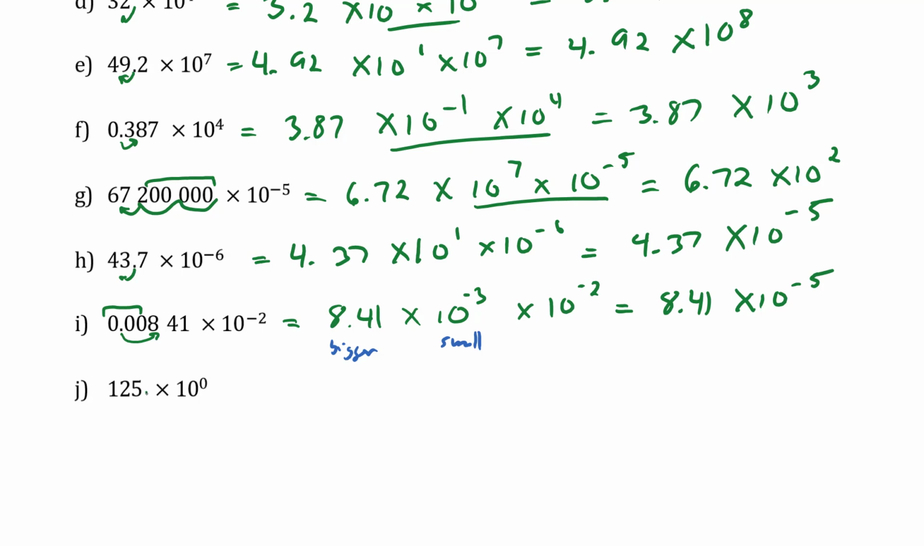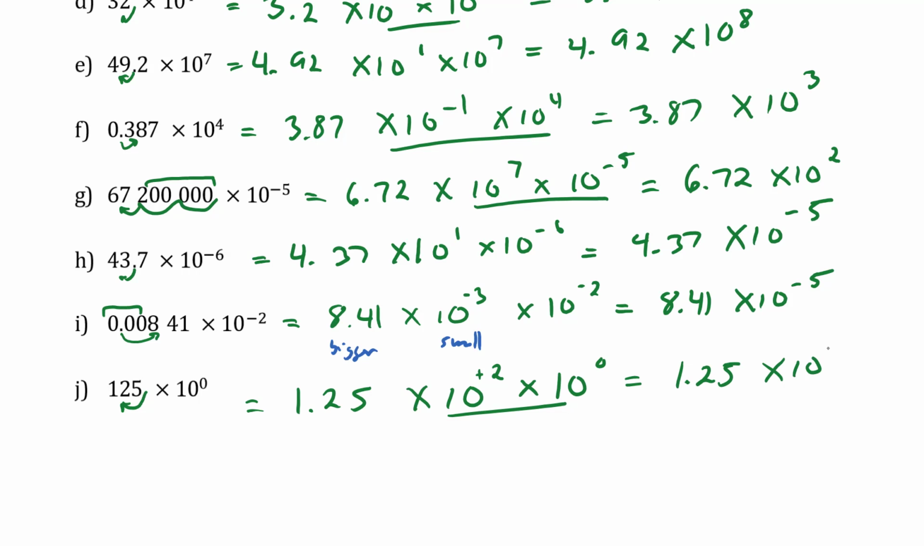Last one now. Move this over 2 decimal places. 1.25 times 10. Moved it over 2. Big number became smaller, so this remains positive. Multiply that by 10 to the 0. And here we add these together. 1.25 times 10. 2 plus 0 is just 2. So hopefully you didn't have a problem converting those over to scientific notation.